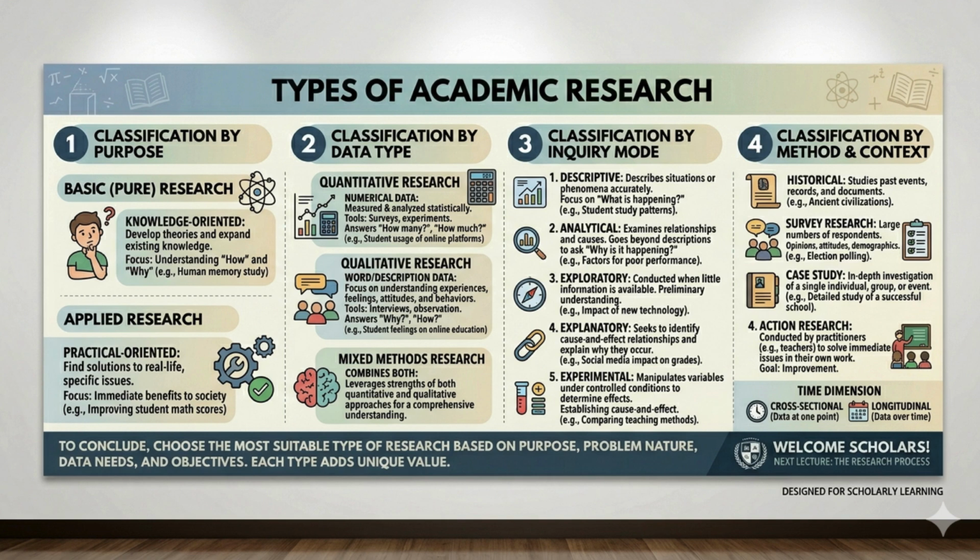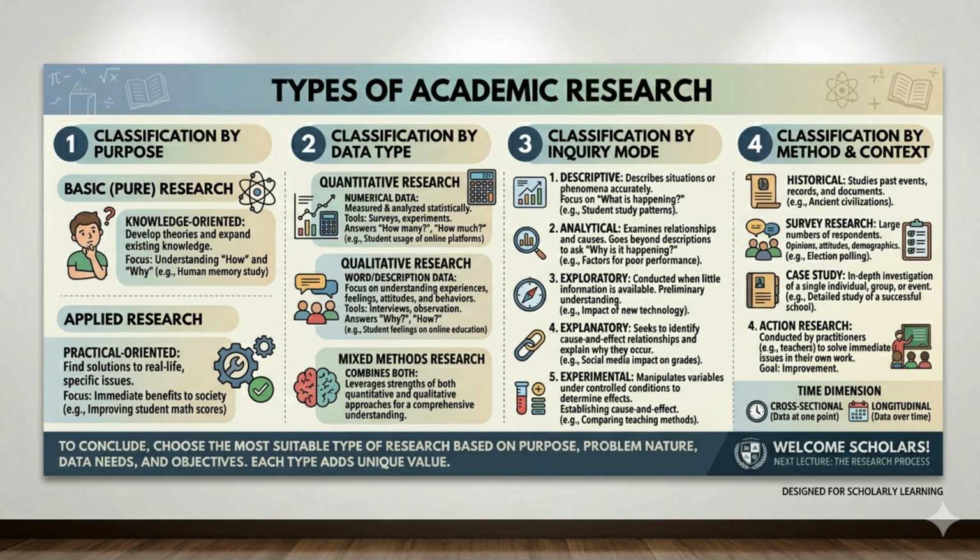When we talk about research, one common question arises: why are different types of research needed? The answer is simple. Different problems require different approaches. For example, if a scientist wants to develop a new medicine, the research process will be different from a teacher studying students' learning difficulties. Similarly, a company trying to understand customer satisfaction will use a different research approach than a historian studying ancient civilizations. Therefore, research is classified into various types.